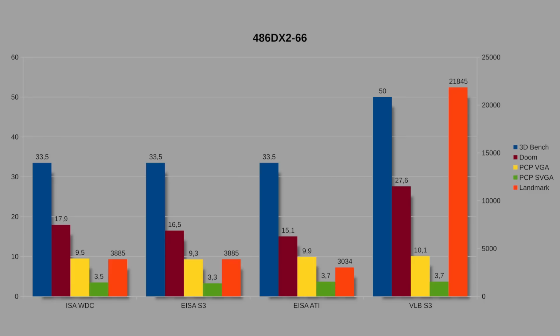In Doom, the tables flipped again. Here the ISA WDC with 18 FPS was faster than all of the EISA cards. ATI Mark 32 was even the slowest with only 15 FPS. And as always, Doom benefits a lot from VLB and rocks it with 27.6 FPS.